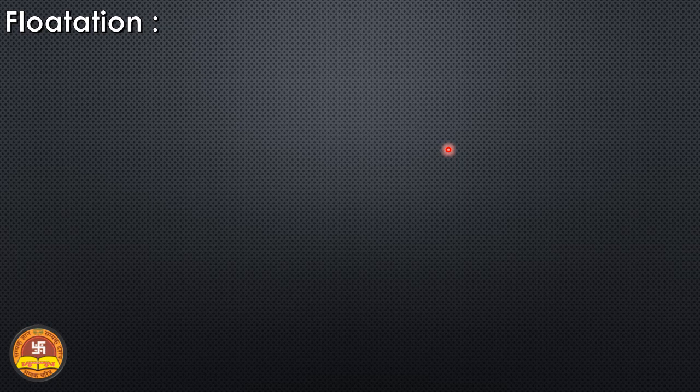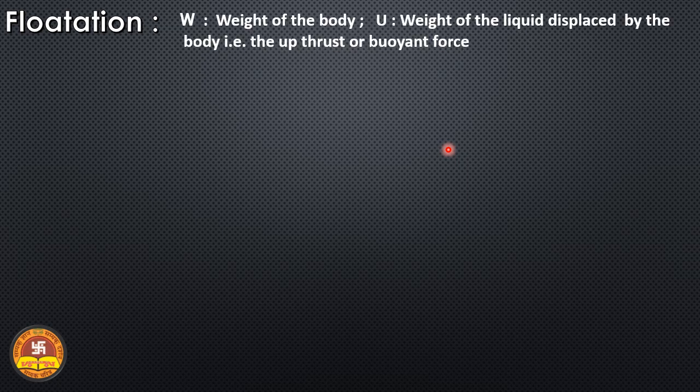Now we will discuss flotation. When a body is kept on the surface of a liquid, two forces act on it, one in the downward direction and one in the upward direction. The force which acts in the downward direction is its own weight, that is W, and in the upward direction, the weight of the liquid displaced by the body acts, that is the buoyant force or upthrust, U, exerted by the liquid on the object.